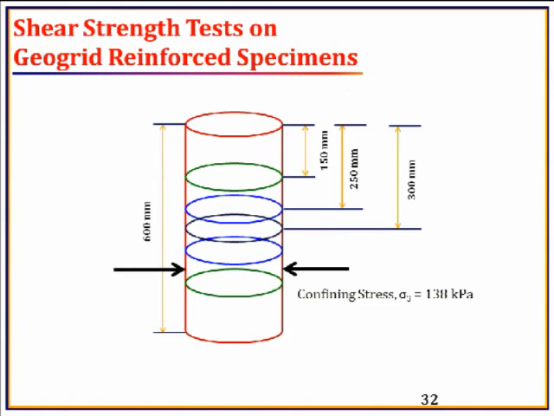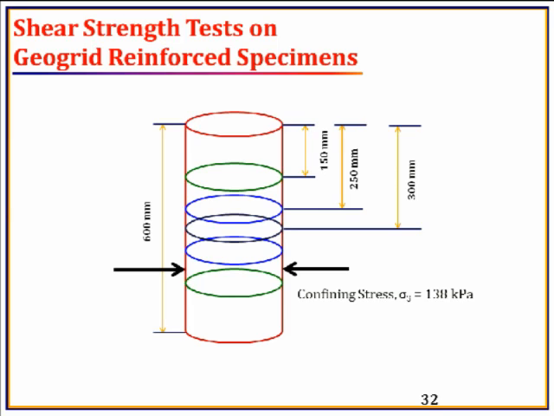Now I will be discussing the shear strength test on geogrid reinforced specimens. These specimens were constructed with the type 6 limestone ballast materials, and these are the positions or the locations of the geogrids that we have tested within the specimen. We have tested 3 specimens with 1 geogrid, one at 150 millimeter from the top, one 150 millimeter from the bottom, and another one right at the middle.